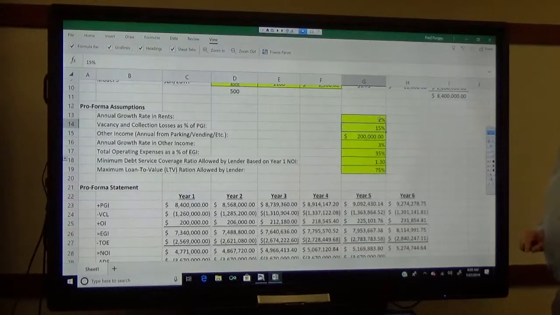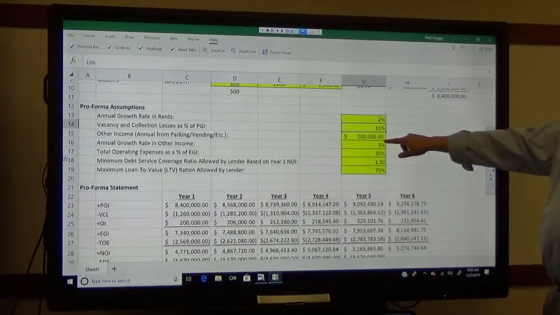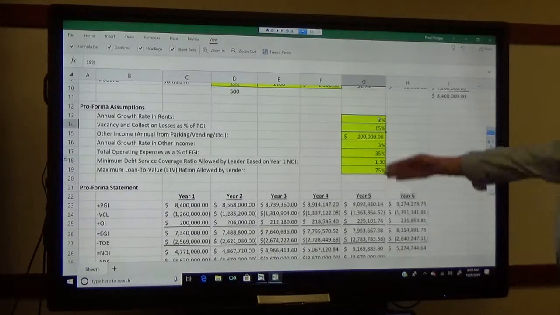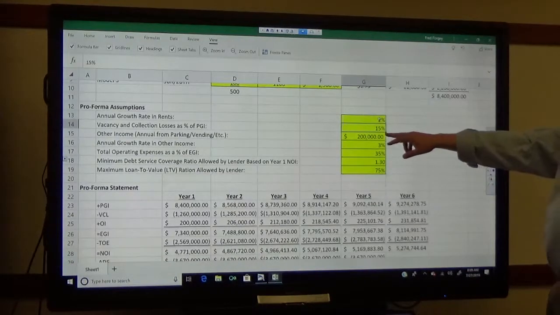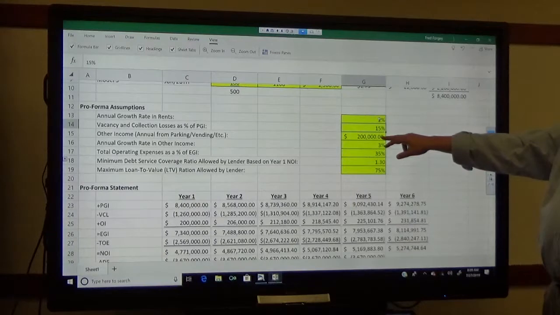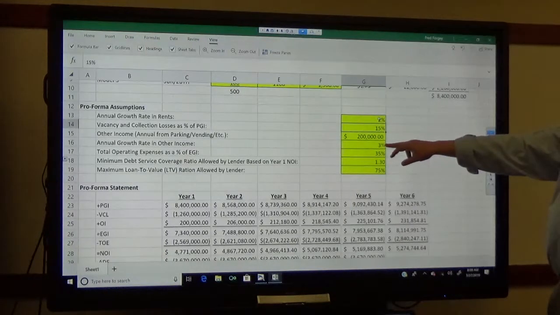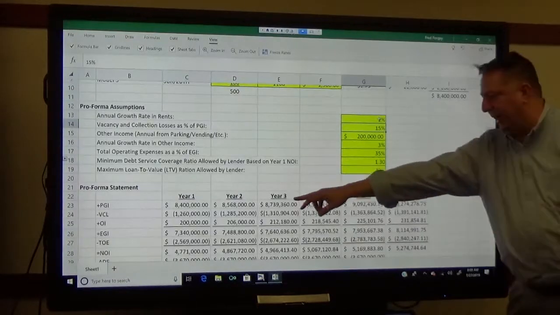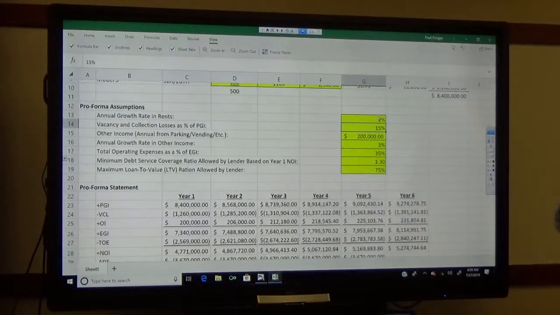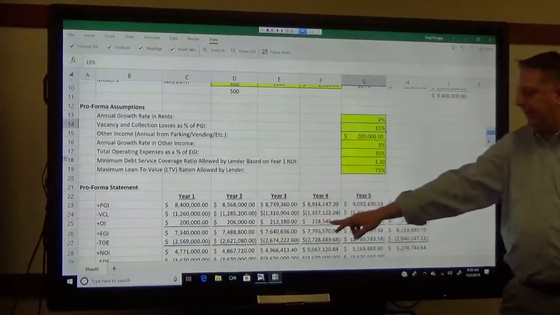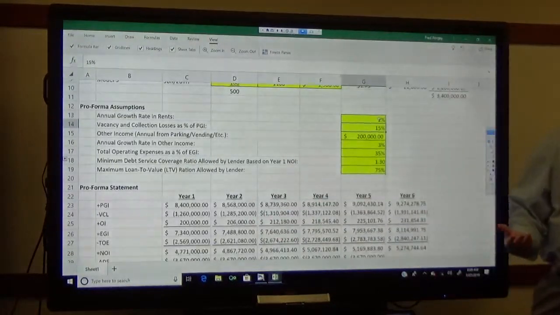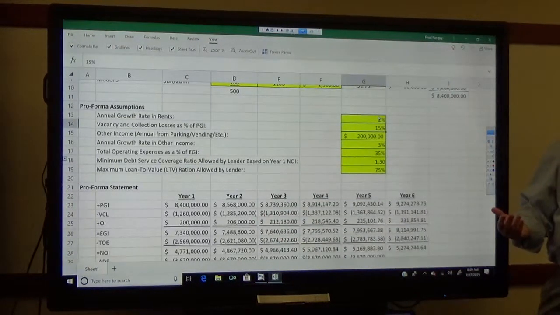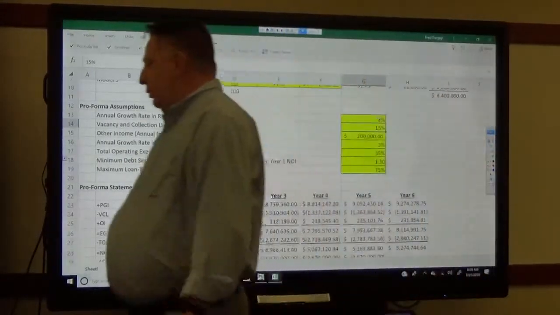Next line item, in this case our other income. Other income, in this case, could be from parking, vending machines, whatever other ancillary sources you may have. We're just going to put that as a flat rate of $200,000 for the first year, but we're going to grow that at 3% a year for every year thereafter. So we apply the same logic that we did to the rent in terms of that growth. Obviously from year 1 to year 2, a 3% growth represents $6,000. Make sense? Yes. All right? Moving on.